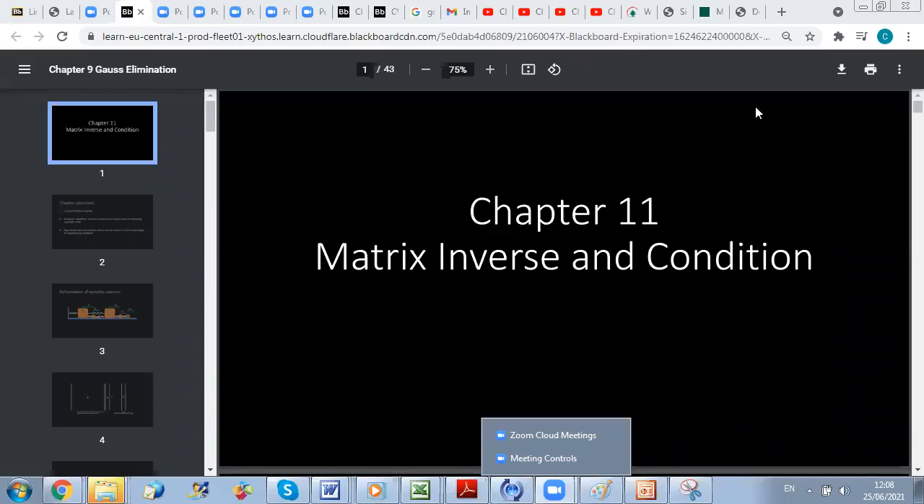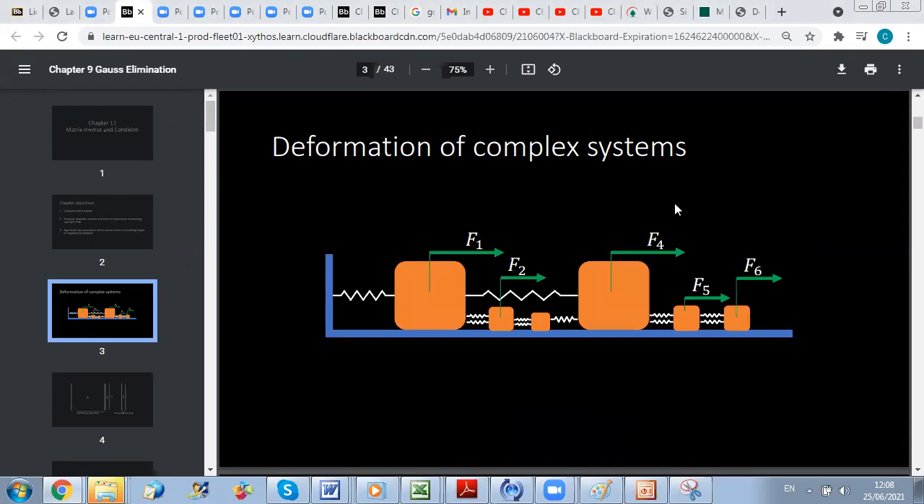So yesterday we started a new chapter on the calculation of the inverse of a matrix, and we have seen that this might be helpful in a lot of applications. To summarize, the matrix inverse can be very helpful first in knowing, if we change one of the parameters of the force vector, what will be the effect on any displacement.